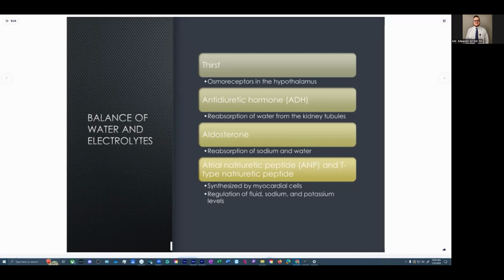All right. If you couldn't remember, that's all right. ADH is actually made by the hypothalamus and released by the posterior pituitary. The pituitary gland has an anterior and posterior. The posterior pituitary holds on to ADH made by the hypothalamus and releases it when we need it. Aldosterone is all about reabsorbing sodium, salt in our kidneys, and then water will follow.